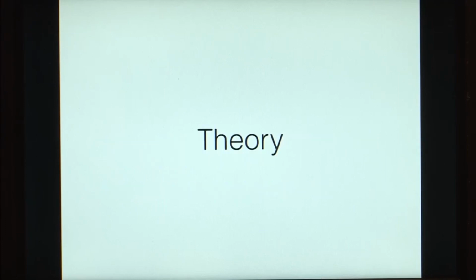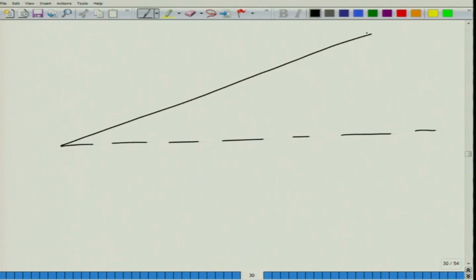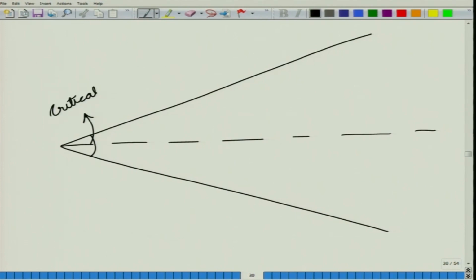Let us now look at the theory of point sampling. In the theory of point sampling, we can have a number of trees. Essentially, if we fix our angle, considering this as the base, suppose we decide that this is our critical angle.